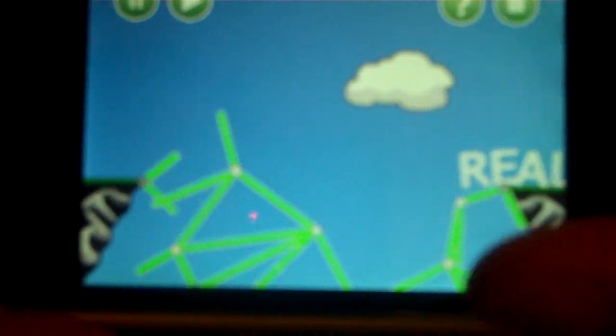I have gotten on the leaderboard with a bridge like that, where I've added pretty much three of those on top of each other. I don't know why I got on the leaderboard, it was pretty heavy.